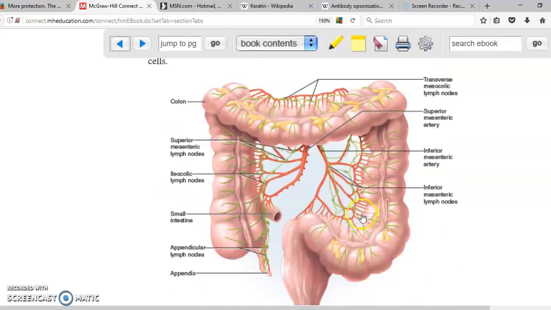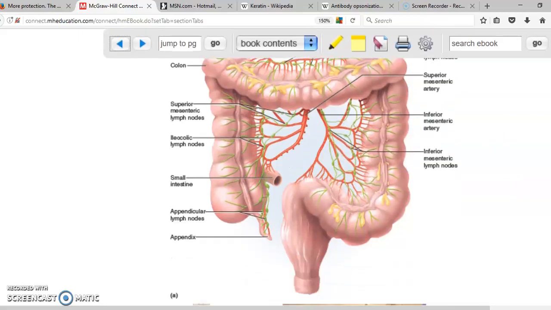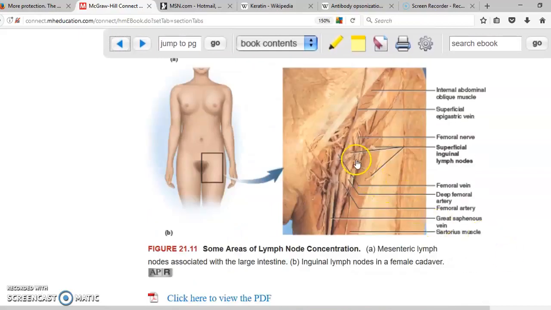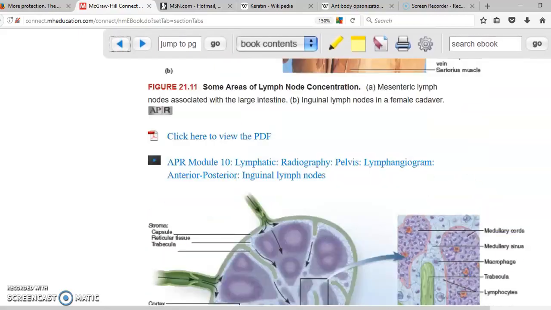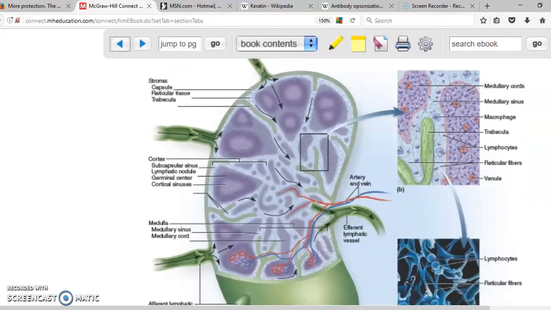You have in here this figure showing you the large intestine. You can see the path of the lymphatic vessels, and you can see lymph nodes here, here, and they're located in multiple areas. So if you keep scrolling down, right here, for example, you have lymph nodes in the inguinal area. And then if we cut a lymph node, you can see here the characteristics that you're going to find in there. Again, they're going to have a cortex, which is the outer area right here, and they're going to have a medulla, which is the middle area.